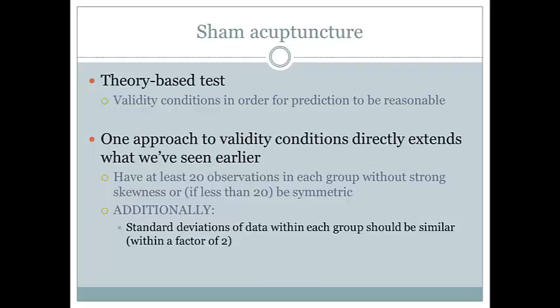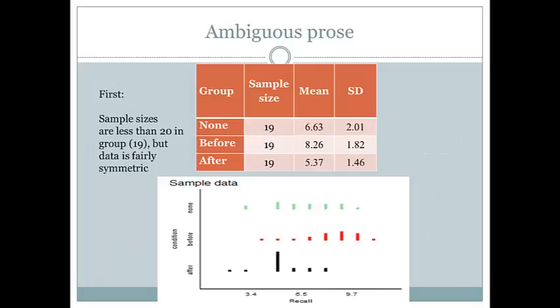Now, while that one builds directly on what we've seen before, ANOVA, this F-statistic approach, does have an additional validity condition that must be true, and it has to do with the standard deviations. Essentially, the standard deviations should be similar within each of the groups. One way to talk about similar is within a factor of 2 of each other. Let's see how that looks on the ambiguous prose data.